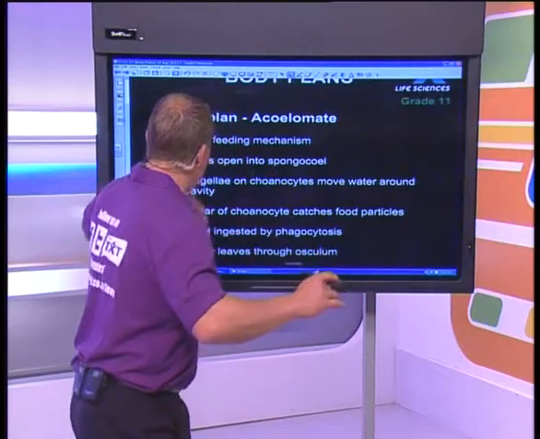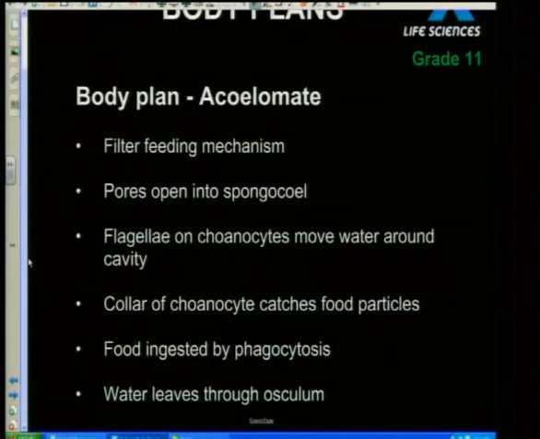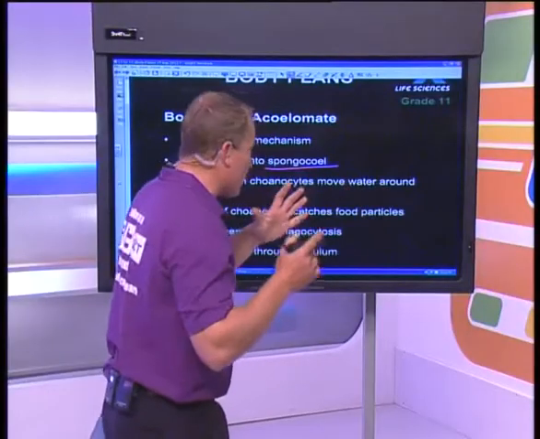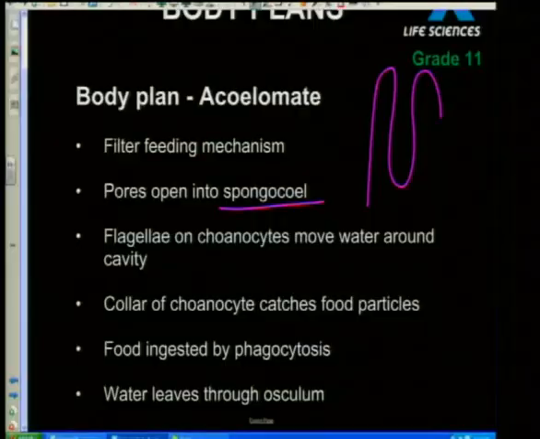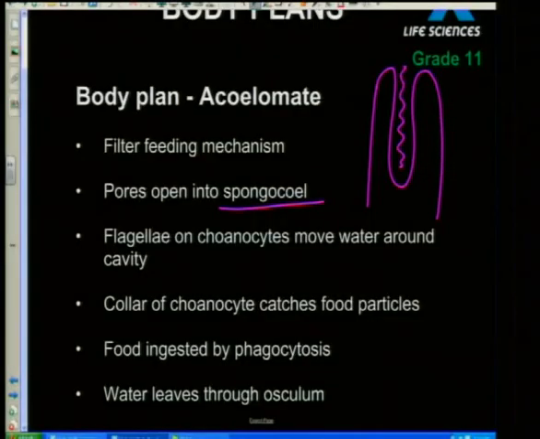Remember, I said to you, the pores open into the spongocoel. There we go. I know I've seen some of the guys asking what it is. Now, the middle of it, exactly what it is. Remember, this middle part of a sponge that we just had a look at, this piece here. There it is. Spongocoel.